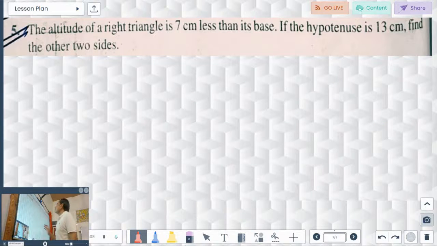The altitude of a right triangle is 7 cm less than its base. If the hypotenuse is 13 cm, find the other two sides.